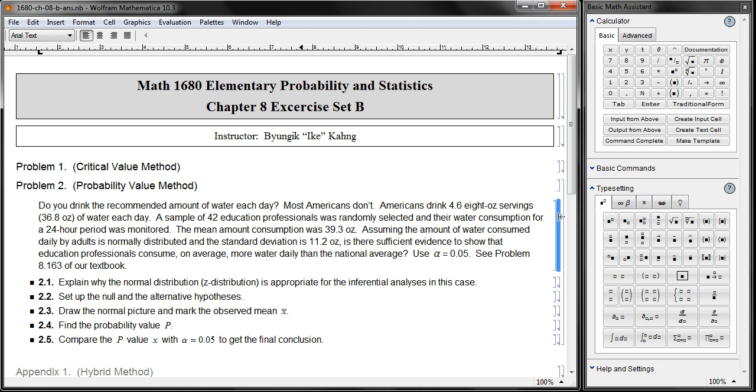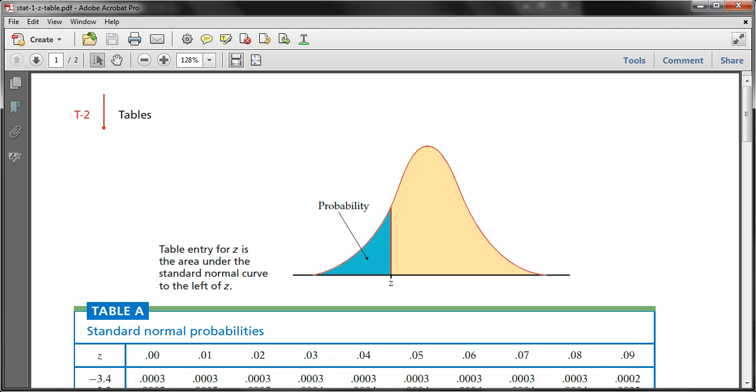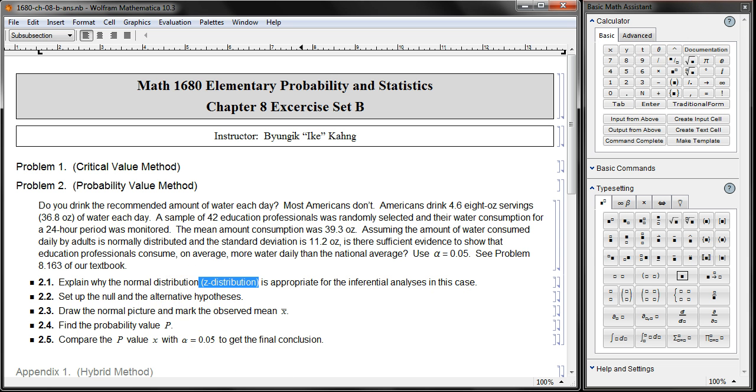Okay, let's go. First problem, explain why the normal distribution, or alternatively called z distribution, is appropriate in this case. This part is intended partly as a hint, partly as a theory. Even if you cannot answer 2.1, this problem gave you a hint. Use the z distribution, so you can go ahead and use this table and this curve and answer the other problems. Well, okay, let's go ahead with 2.1.